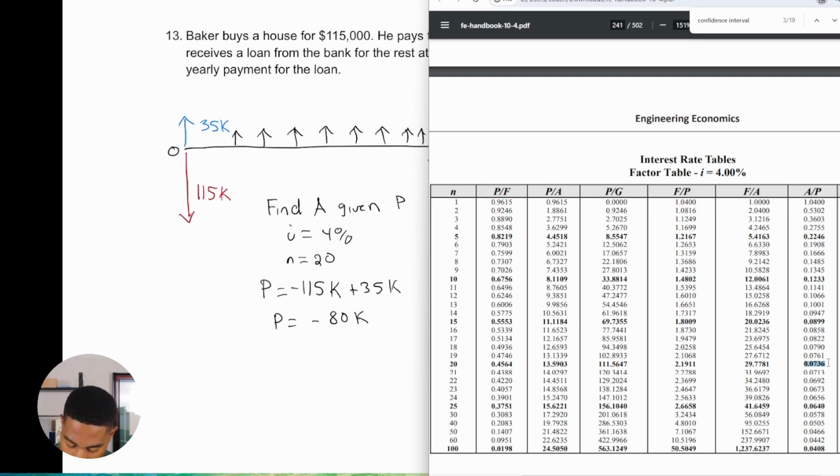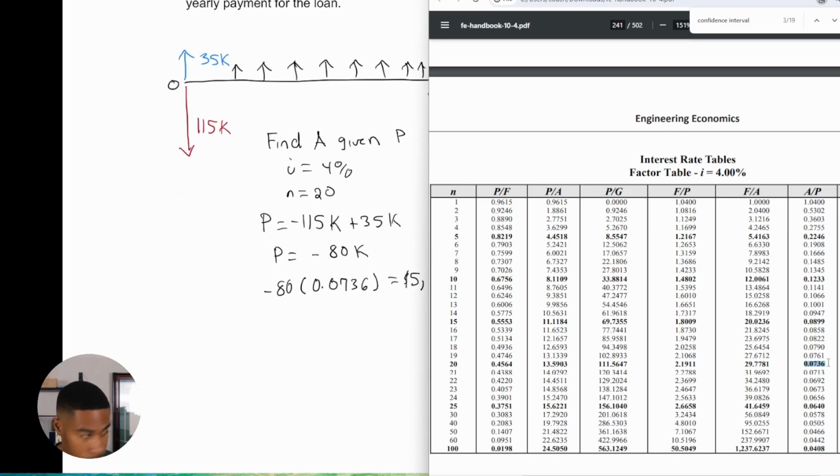All right. So to get this, we're just going to do negative 80,000 times 0.0736. And so each year you're going to have to come out of pocket, spending about $5,888 per year to be able to pay that back after 20 years. Okay.